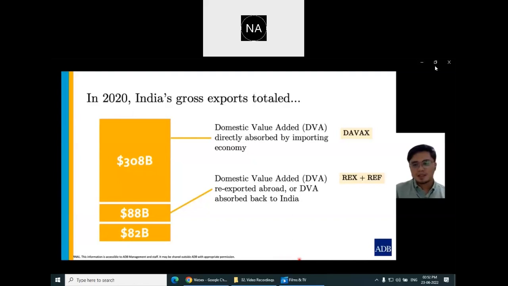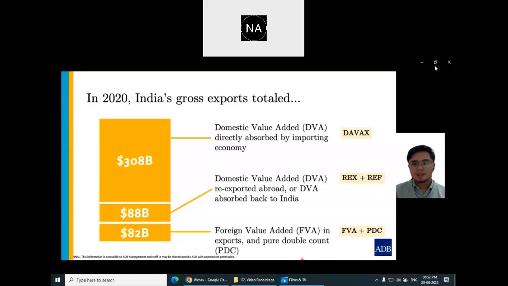Meanwhile, 88 billion US dollars is the domestic value added re-exported abroad, or the domestic value added that is absorbed back to India. This is equivalent to the sum of REX and REF under the Borin and Mancini exports decomposition. Lastly, 82 billion US dollars is the foreign value added content plus the pure double count in India's exports. Now, this will be equivalent to the foreign value added, or FVA, plus PDC, or pure double count, under Borin and Mancini exports decomposition.